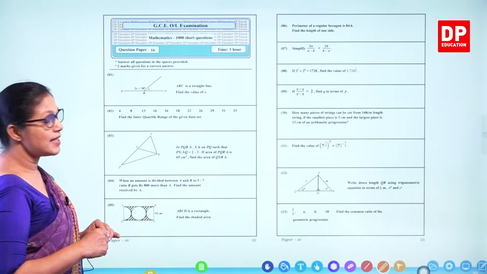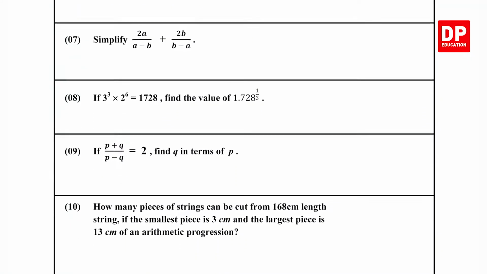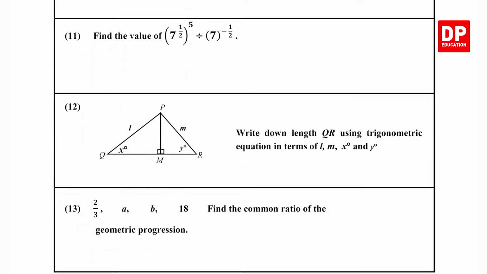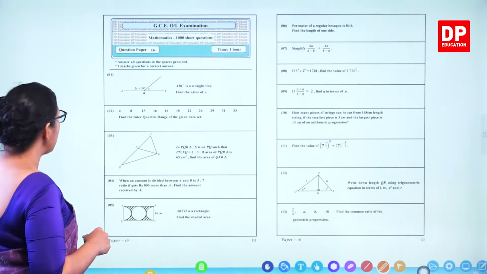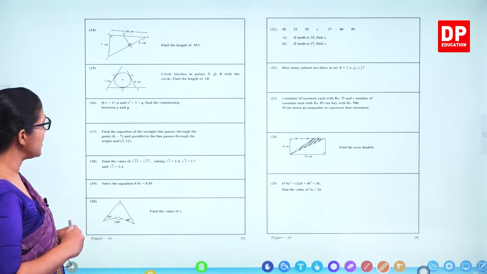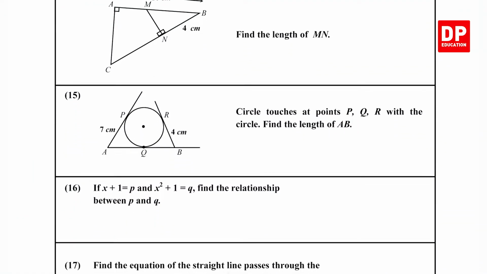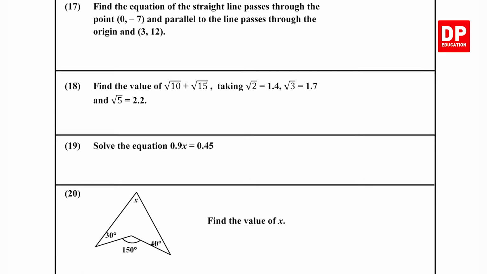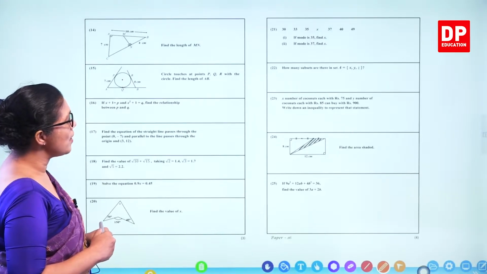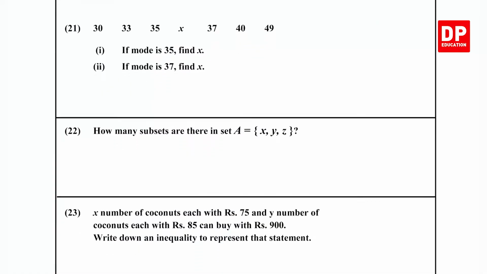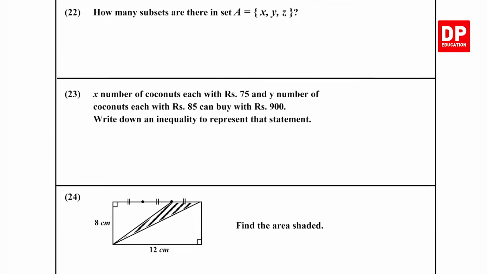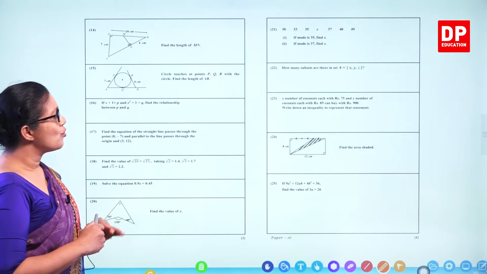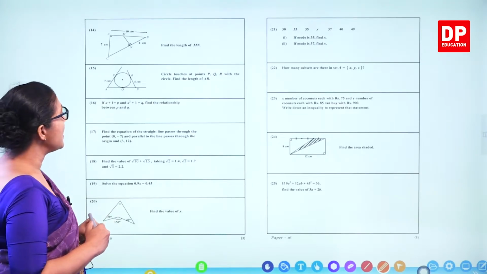Question number 6 to 13 on page 2, and question number 14 to 20 on page 3. Question number 21 to 25 on page 4. So let's start paper 16.